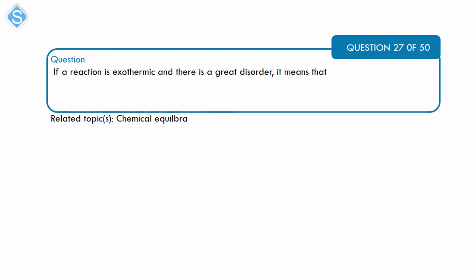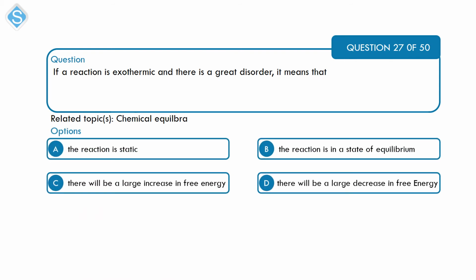Okay, so this is a question on chemical equilibrium. If a reaction is exothermic and there is a great disorder, it means that A, the reaction is static. B, it is in a state of equilibrium. C, there will be a large increase in free energy. And D, there will be a large decrease in free energy.